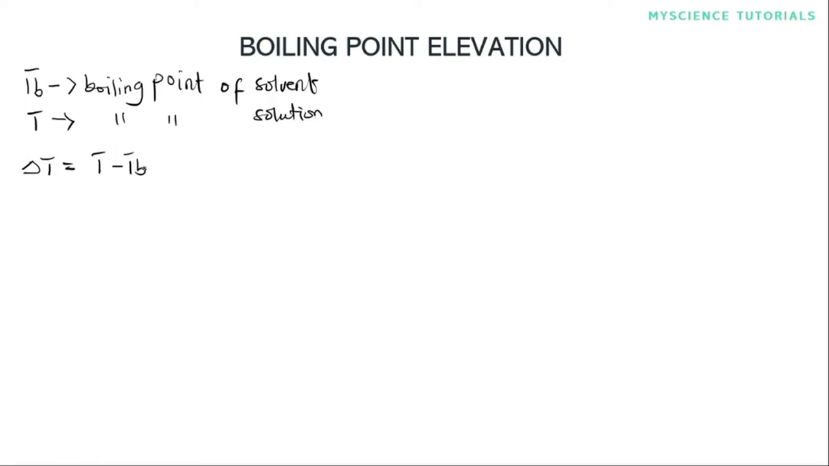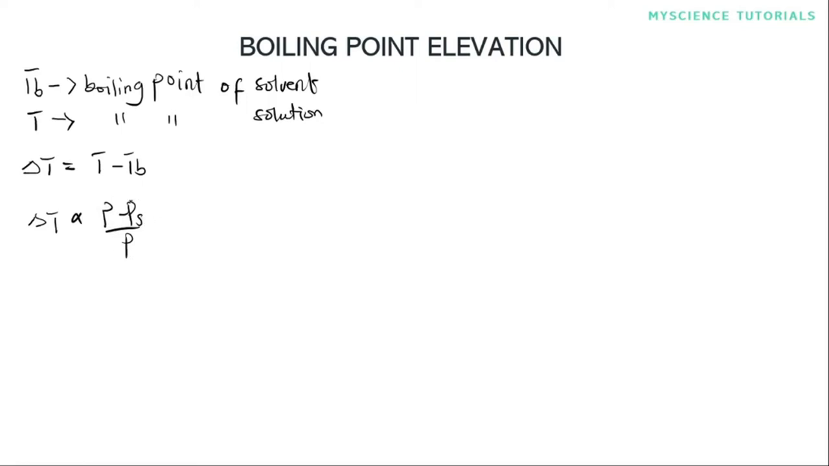Now, the elevation of boiling point has been found to be directly proportional to the relative lowering of vapor pressure, which means our delta T is proportional to P minus PS over P. Now, in our first tutorial, we made mention of what the relative lowering of vapor pressure is. So this P is the vapor pressure of the solvent, and this PS is the vapor pressure of the solution.